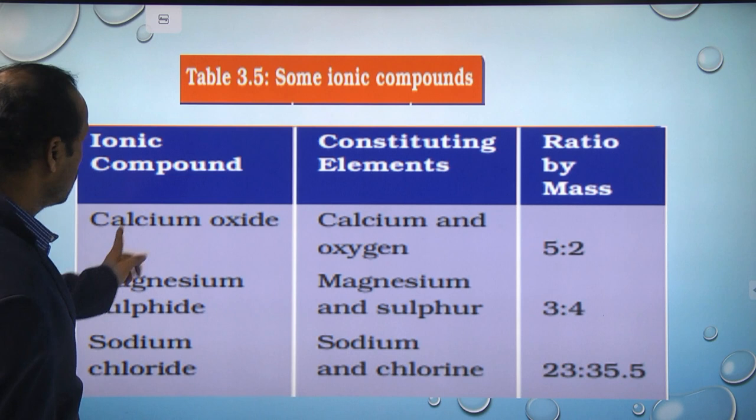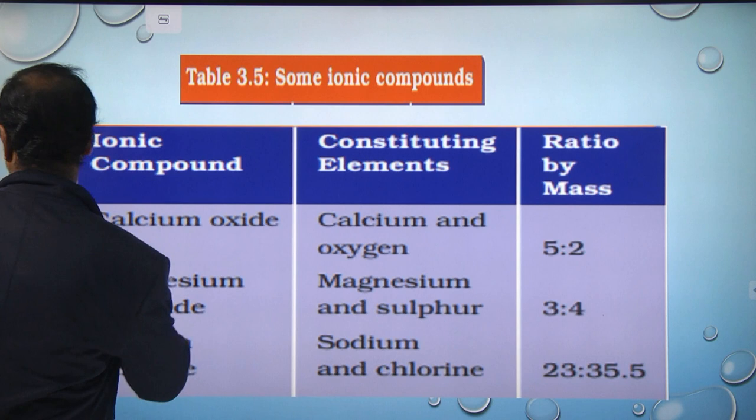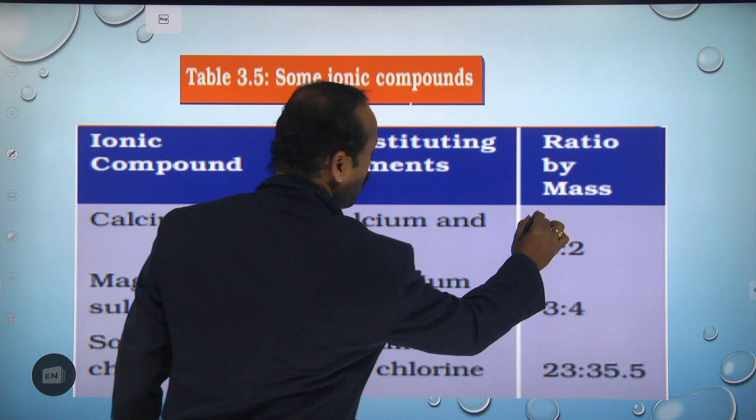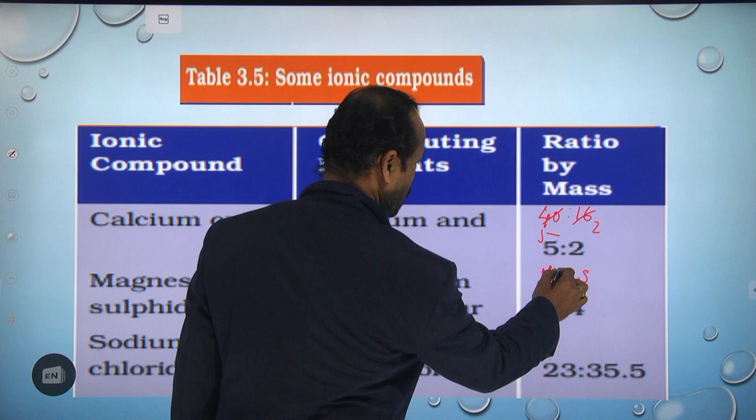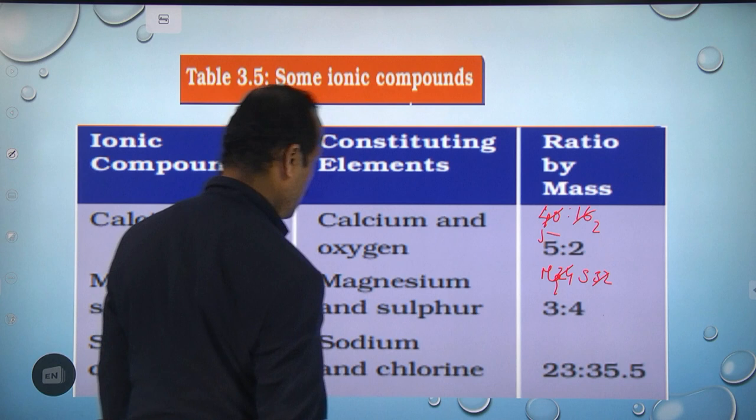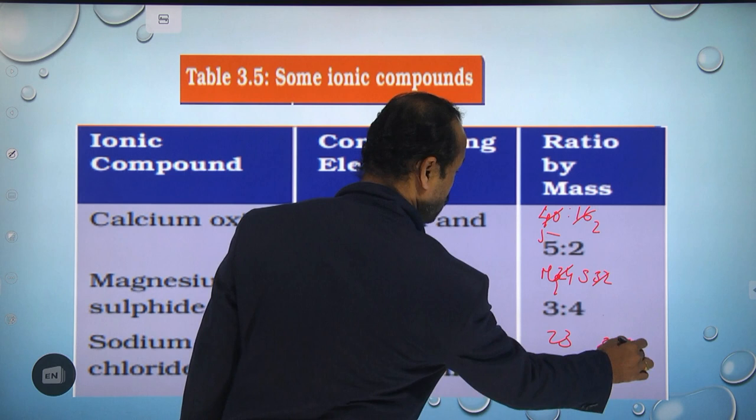So see here, the mass ratio in calcium oxide is 5:2. How? The molecular mass of calcium is 40, and oxygen is 16, so 40:16 is 5:2. In magnesium sulfide, magnesium is 24 and sulfur is 32, so 24:32 is 3:4. And in sodium chloride, sodium is 23 and chlorine is 35.5, so it cannot be divisible, so that is 23:35.5, that is fixed.